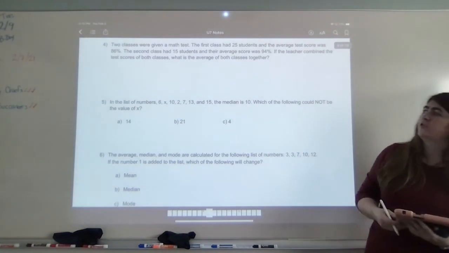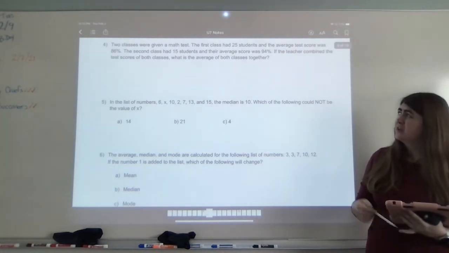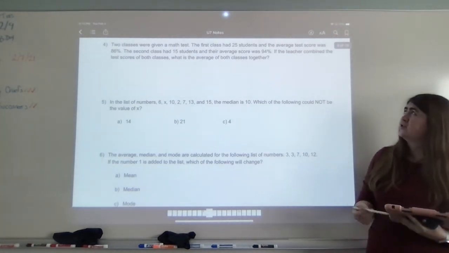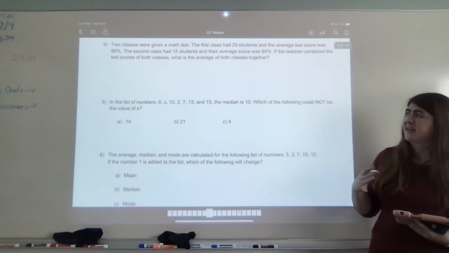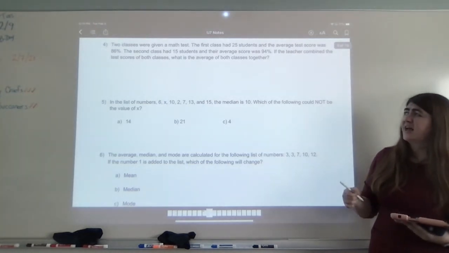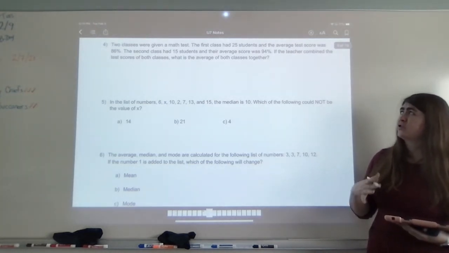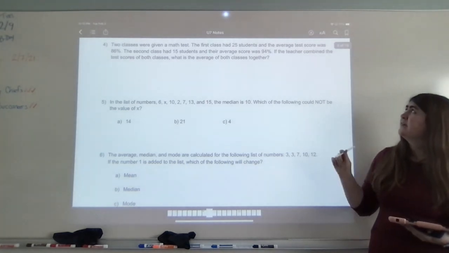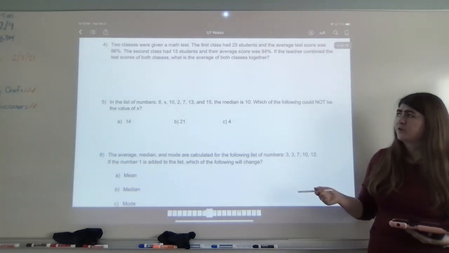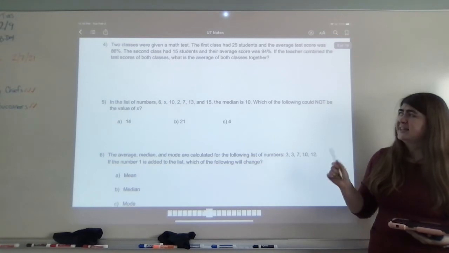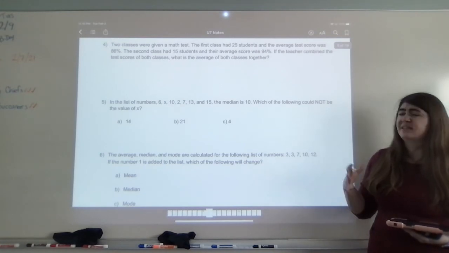Number 4 says 2 classes were given a math test. The first class had 25 students and the average test score was 86%. The second class had 15 students and their average score was 94%. If the teacher combined the test scores of both classes, what is the average of both classes together?